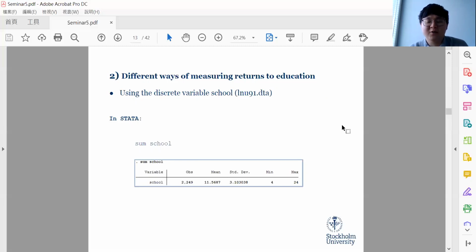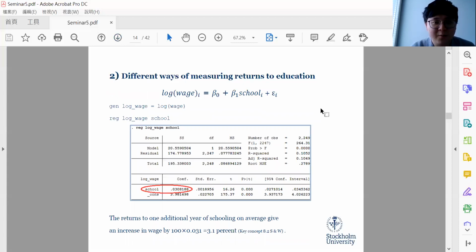And we decided to show you this example. We decided to use the returns to education to show how to do it. For example, if you want to measure the returns to education, the first way is to use schooling. You just use years as the measurement of schooling. And from this picture, you get that the return to one additional year is roughly 3%.